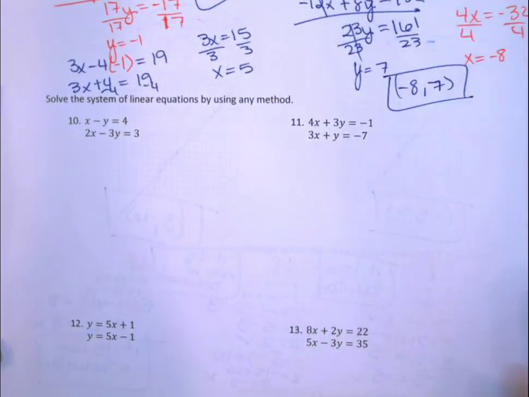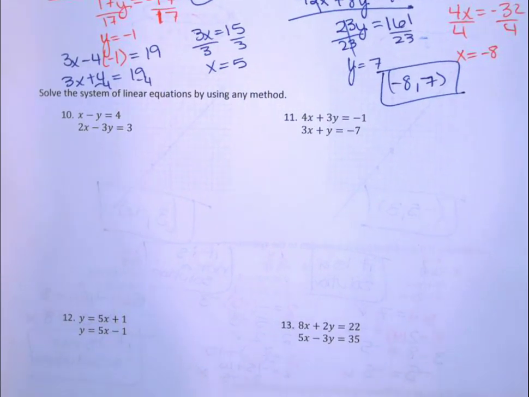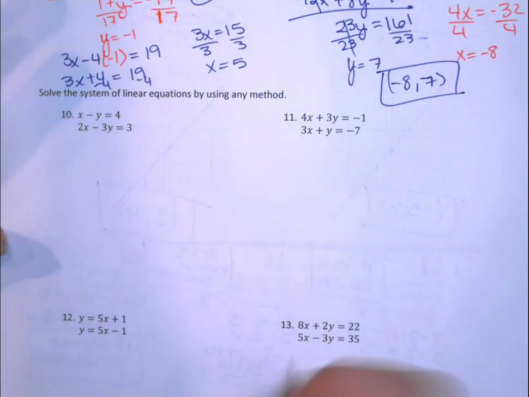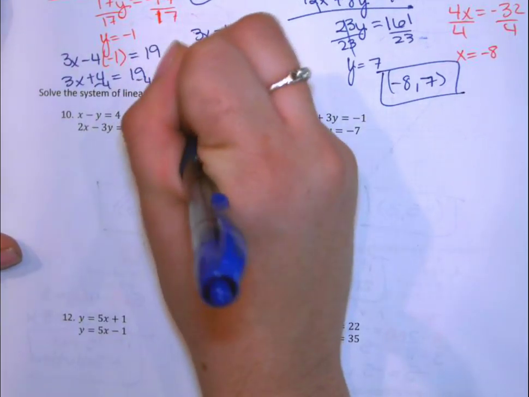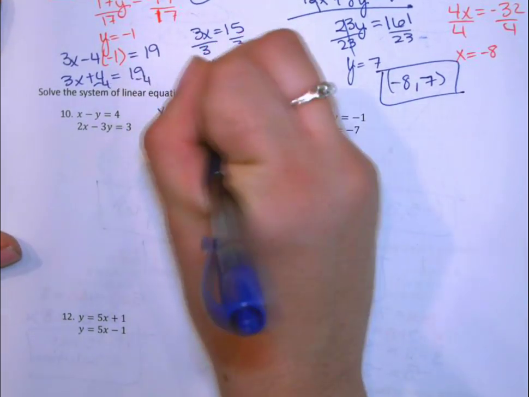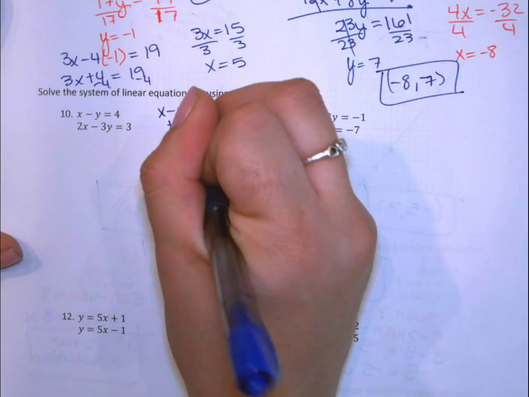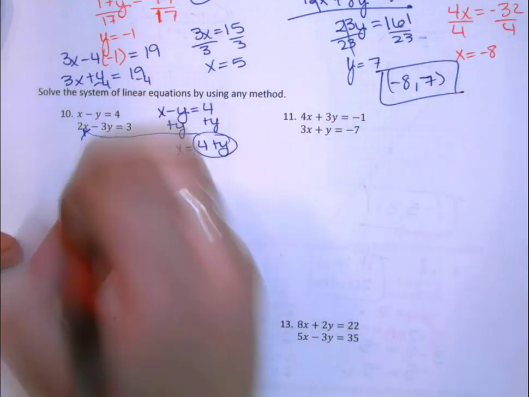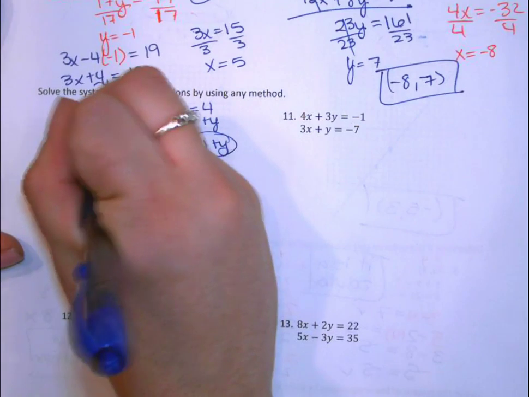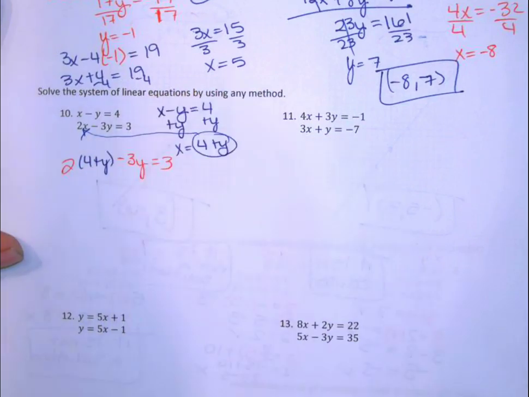Moving forward, this one lets me solve using any method I want. For number 10, I'm going to pick substitution. So I need to get one of my letters alone. I'm going to pick the top equation to get a letter alone. I'm going to add y to both sides. I get x equals 4 plus y. So I'm going to go ahead and take this piece and plug it in for the x right there. So now I have 2 times 4 plus y minus 3y equals 3. I'm going to distribute the 2 in.